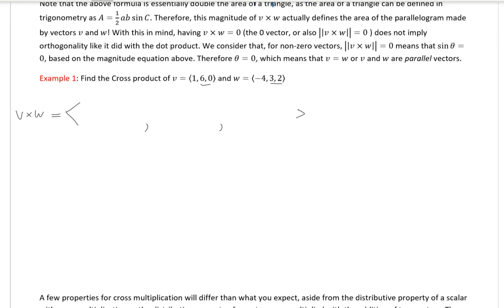So I'm going to do 6, which is the second component, times the third component. So 6 times 2. And then I'm going to subtract away 0 times 3. Then, for the second component, I'm not going to take the second value for the vectors. I'm going to take the first and third, but this one we flip. So we start with the third one, 0 times -4, and then minus 1 times 2.